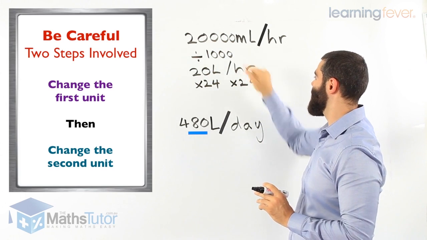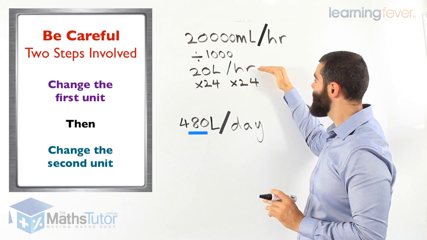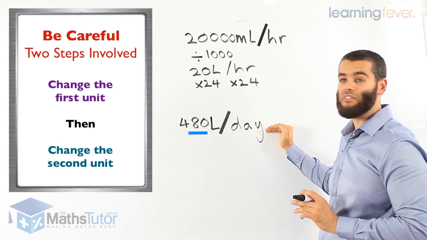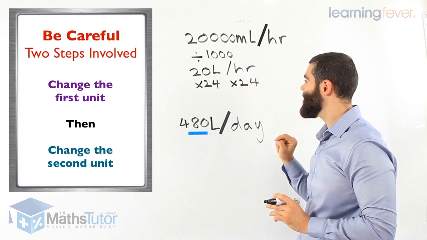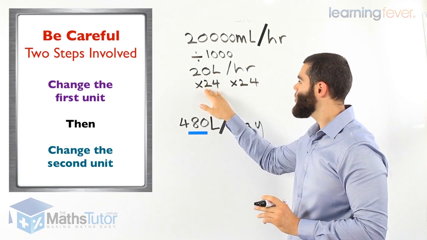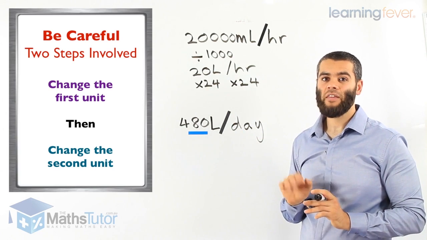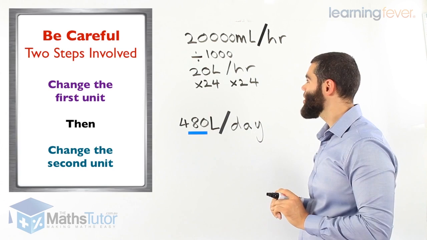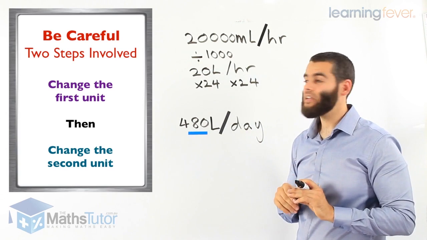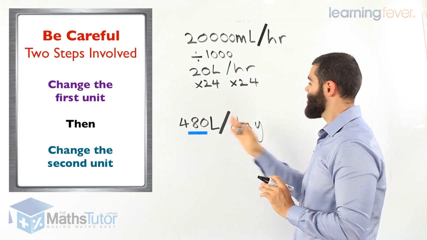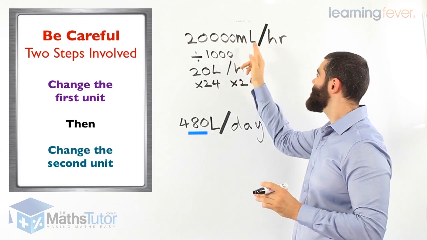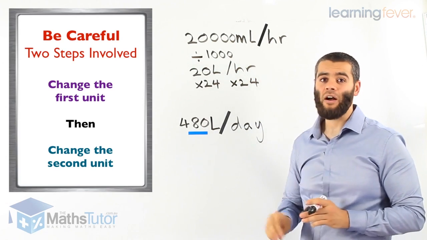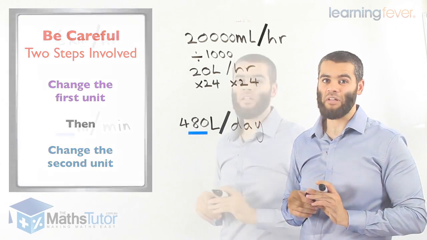20 liters an hour. Now we're going from hours to days. Well, we know there are 24 hours in a day. We multiply by 24. We multiply by 24 on this side. That way we've actually changed both and they are equivalent now, equivalent rates. 480 liters a day is the same as 20,000 milliliters an hour. You need to concentrate on these ones.